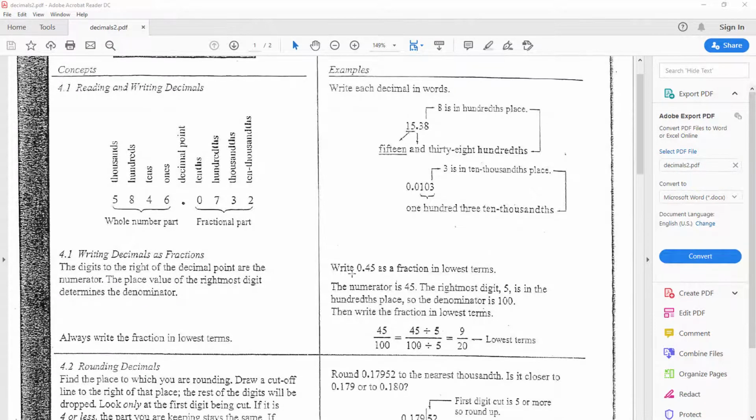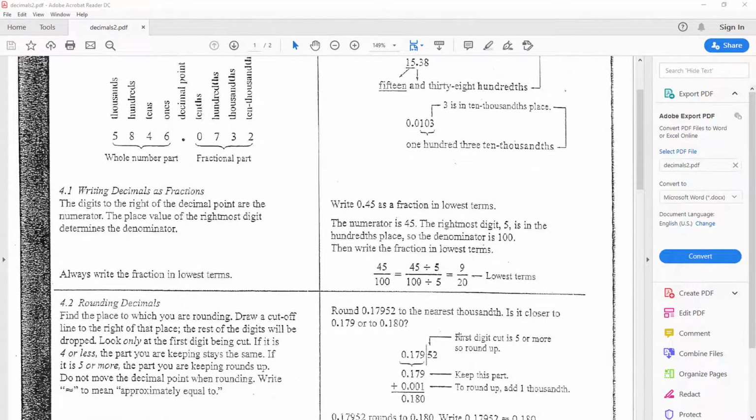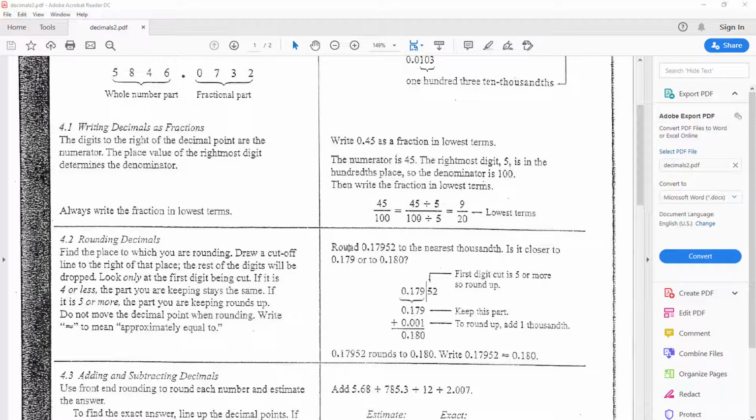Now the next concept here is writing a fraction in lowest terms. The numerator is 45. Notice the furthest place out on the decimal is the furthest place out to the right. And that's in the hundreds place, so the denominator is going to be over 100. So we have 45 over 100. In some cases, these simplify. In this case, 45 over 100 simplifies to 9 over 20. Okay. Now, when they don't simplify, chances are they have no common factors between them.